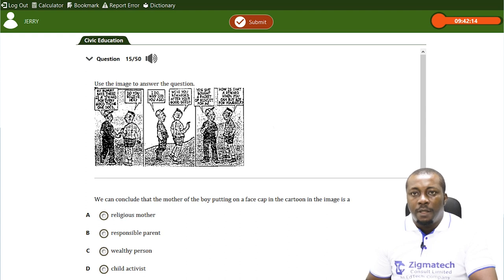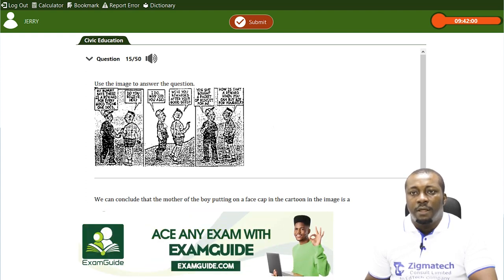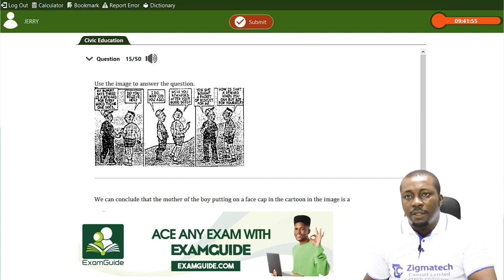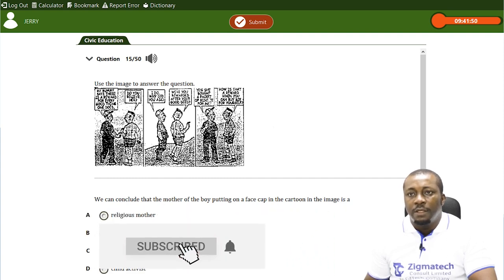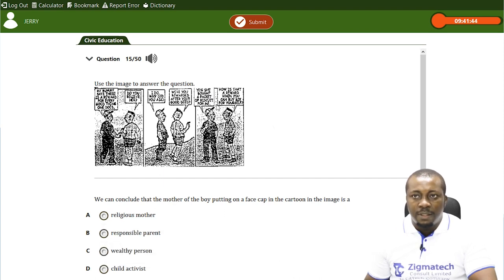This person wearing a cap says, my mommy said that there is a reward for every good thing one does. The other one says, do you believe her? He replied, I do. Why do you ask? Now, the other one asks, were you rewarded after your good deed? This one says, yes, she bought me a packet of biscuits. Now, this one replied, how is that a reward when you can buy it yourself?